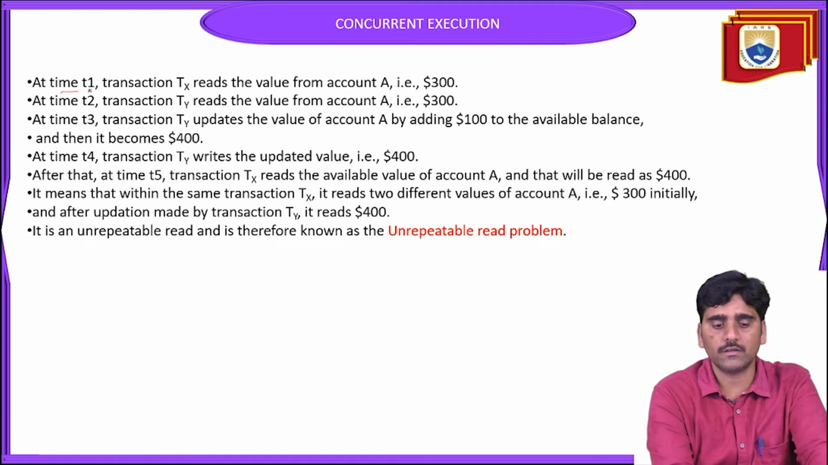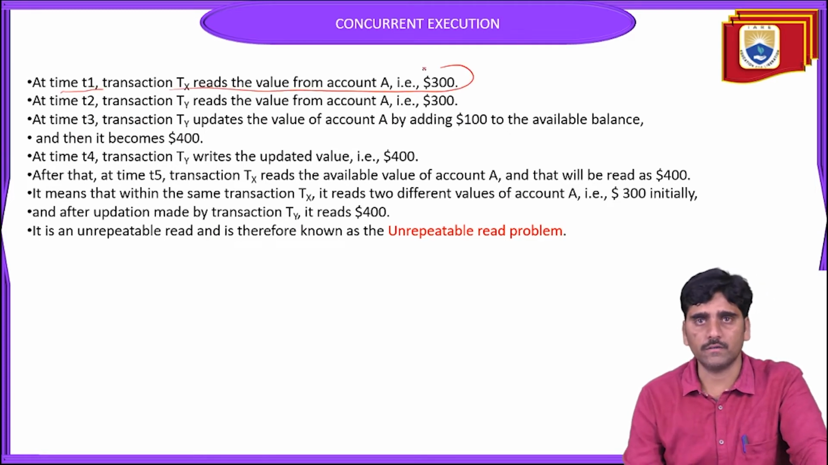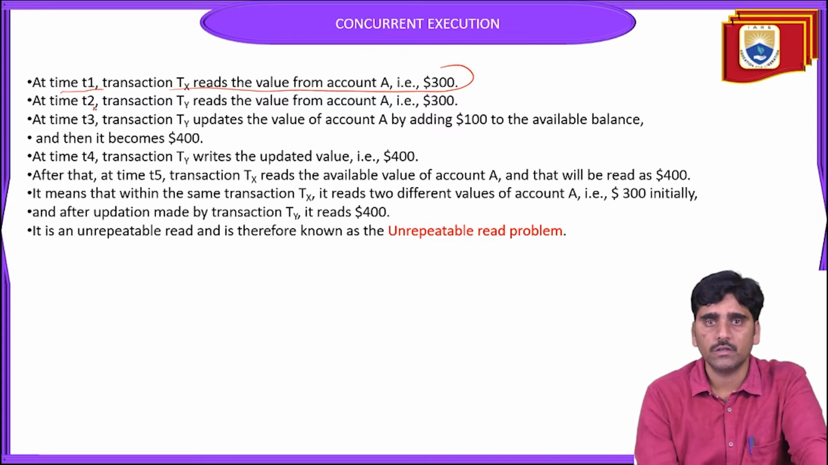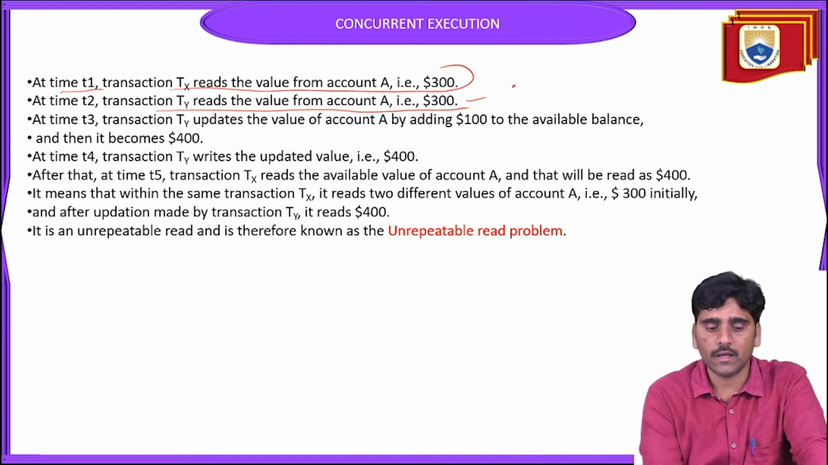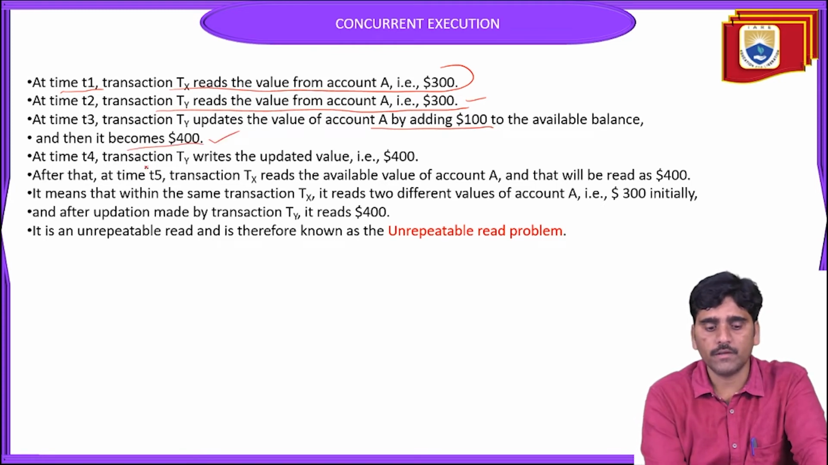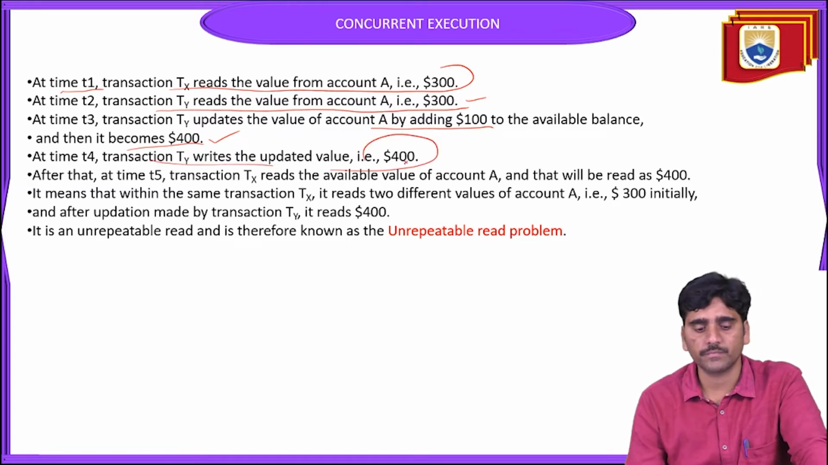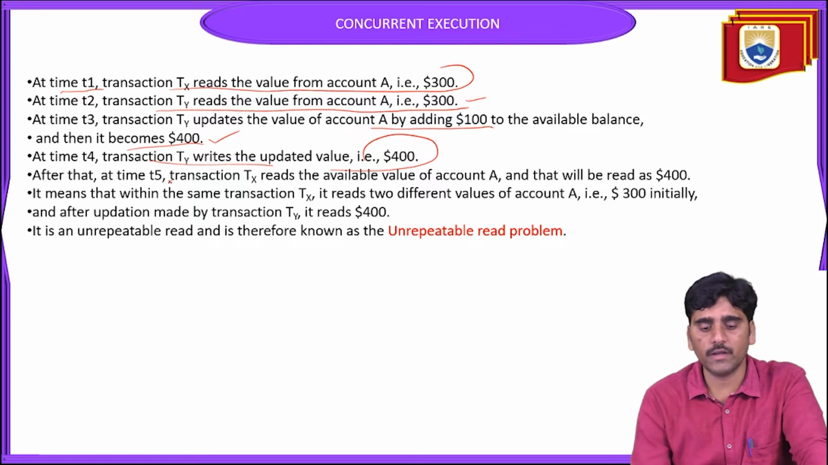At time t1, the transaction TX reads the value 300 from account A. At time t2, transaction TY reads the value 300 from account A. At time t3, by adding 100 rupees to the available balance, it becomes 400. At time t4, transaction TY writes the updated value as 400. After that, at time t5, the transaction TX reads the available value of account A, which will be read as 400 only.